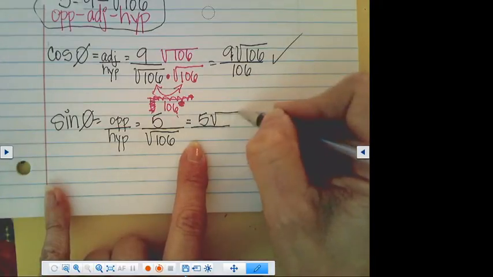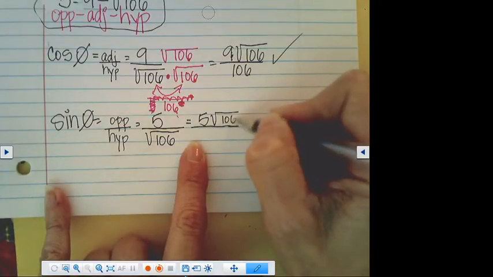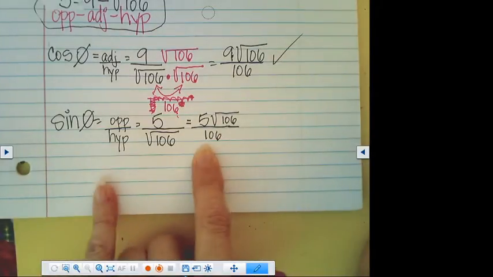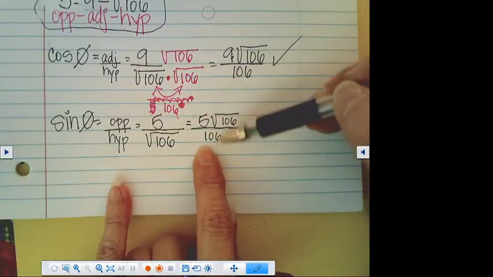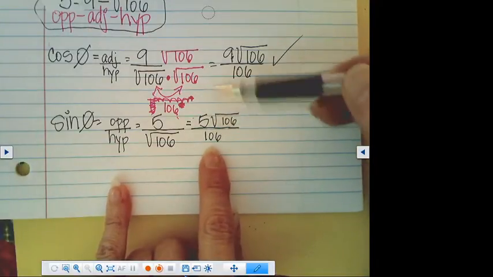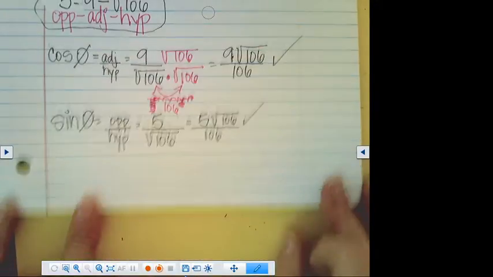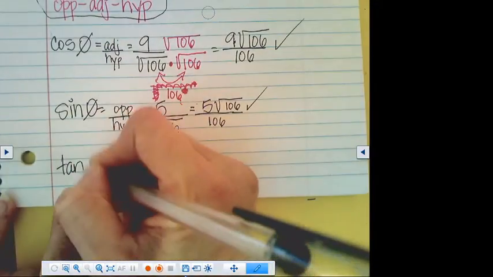5 times the square root of 106. And your new denominator is 106. Double check that fraction, your 5 and your 106. That's a fraction, guys. Can you reduce that in any way? No. Okay, what about the tangent?